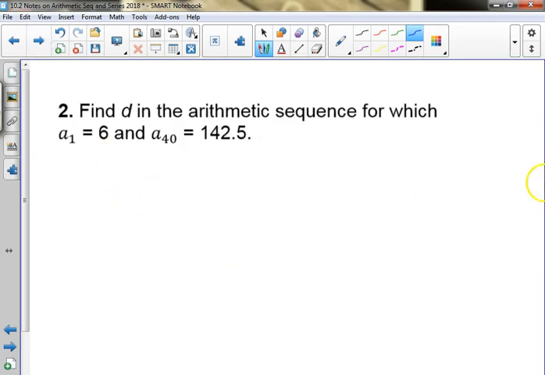Find D. These are the kinds of questions that are definitely on the quiz, okay? Find D in the arithmetic sequence for which a sub 1 is 6 and the 40th term is 142.5. What are you thinking?